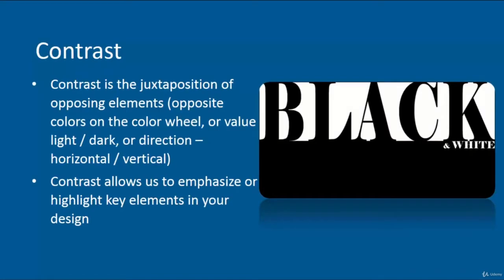And then we have contrast, right? It's just the juxtaposition of opposing elements. And these are helpful when we talk about the principles of design. The opposite colors on the color wheel, for example, or value, light, dark, or direction. It could be any one of these options. Contrast allows us to emphasize or highlight key elements in your design. When we looked at the Claydesk.com site, notice the background was white with light gray, but there were red buttons placed.